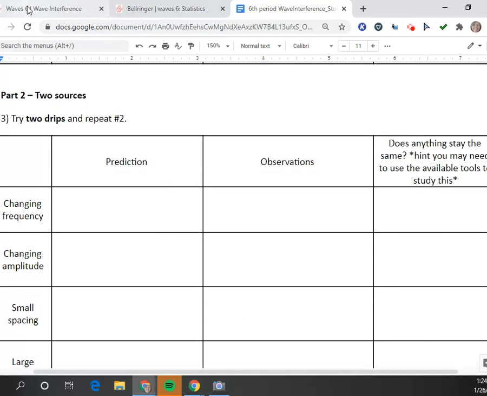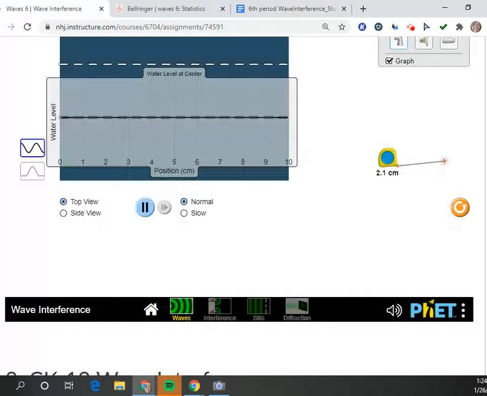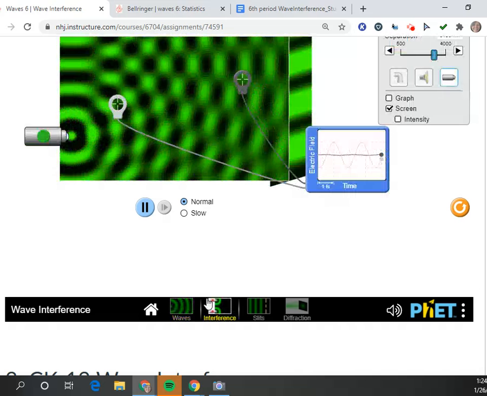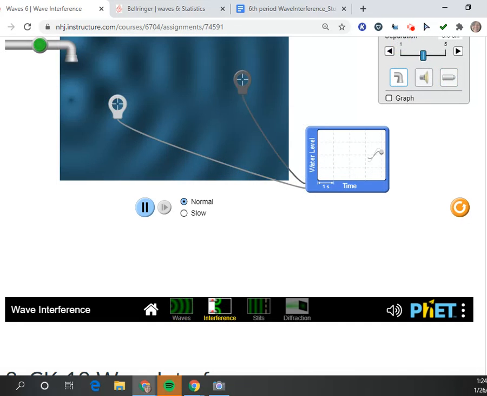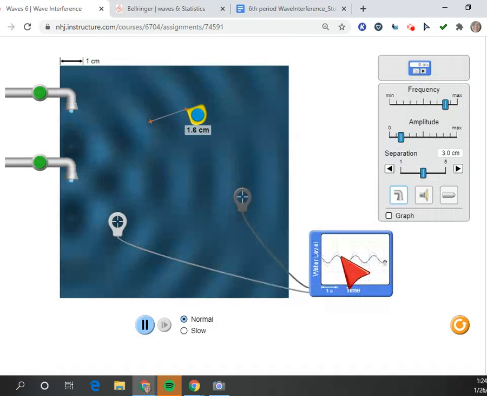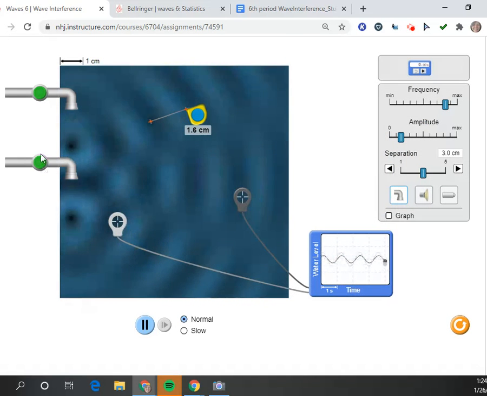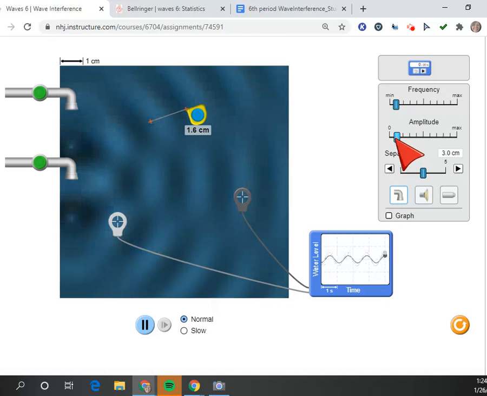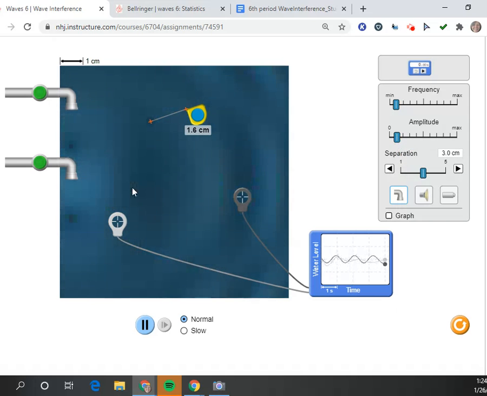So in this one, if we scroll down a little bit to interference, it wants us to actually go to the interference tab where we get 2 drips. I had been playing with that earlier, so. Let's see, let's go to low frequency and low amplitude. If we increase the frequency, we might see a little something.